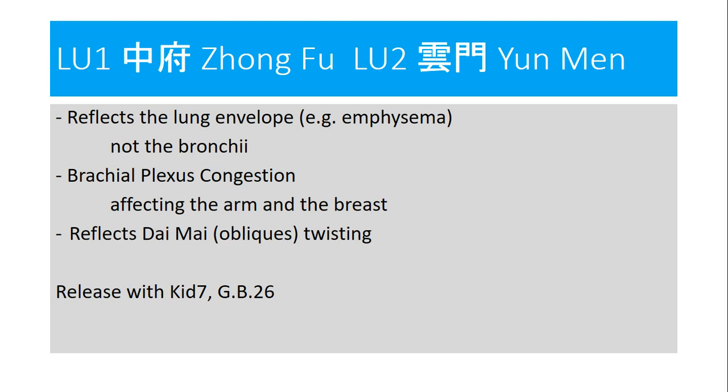Tightness on lung 1, lung 2 is often found in breast problems, arm problems, shoulder problems, especially when it is hard to lift the arm, and in deltoid pain as well. Kidney 27 and gallbladder 26 are my first go-to points to release the pectoralis. Lung 5 can be a good supporting point, as well as REN 12.